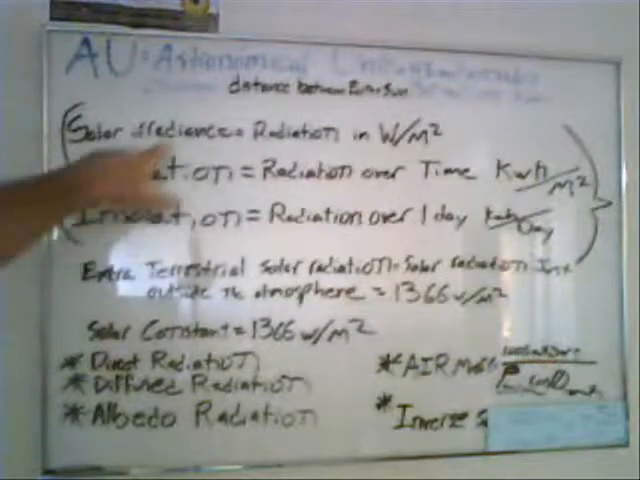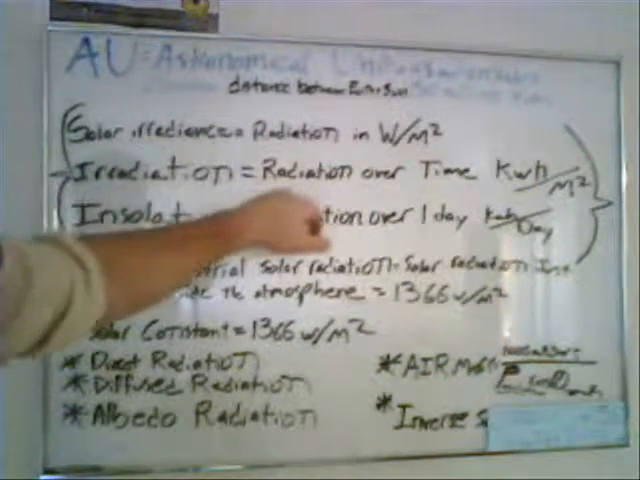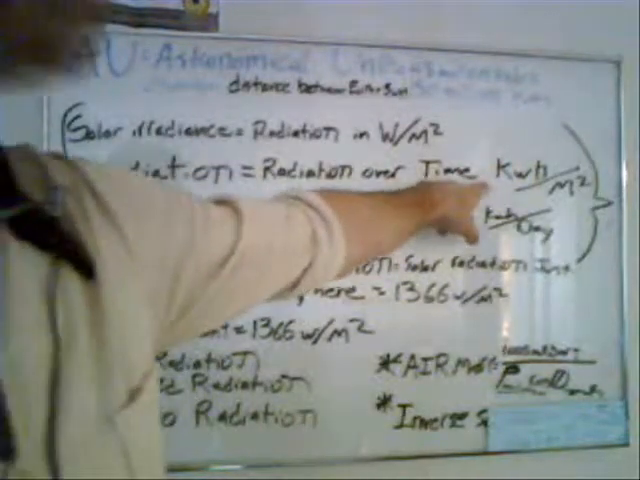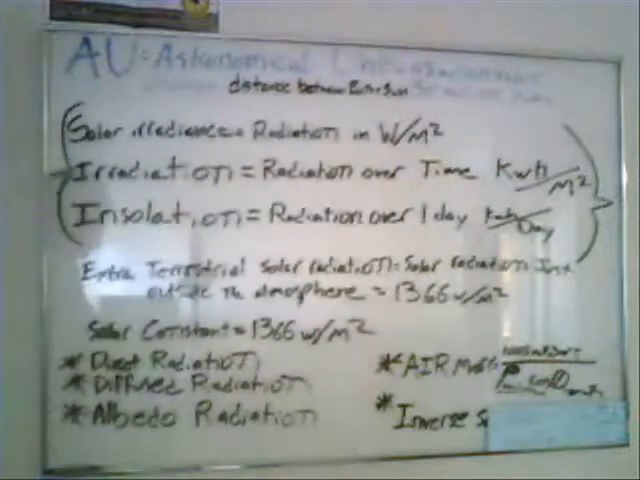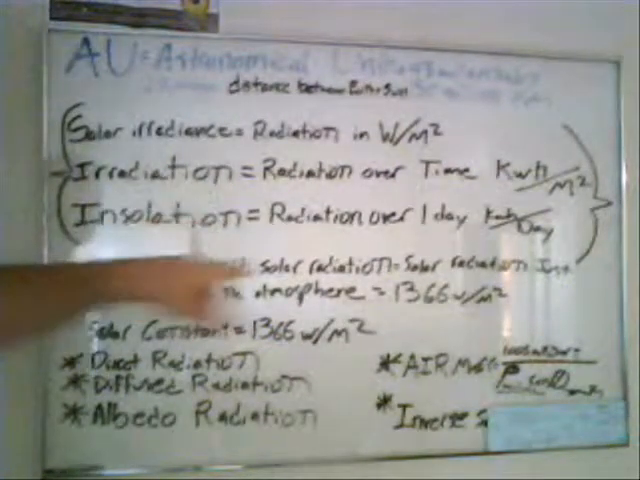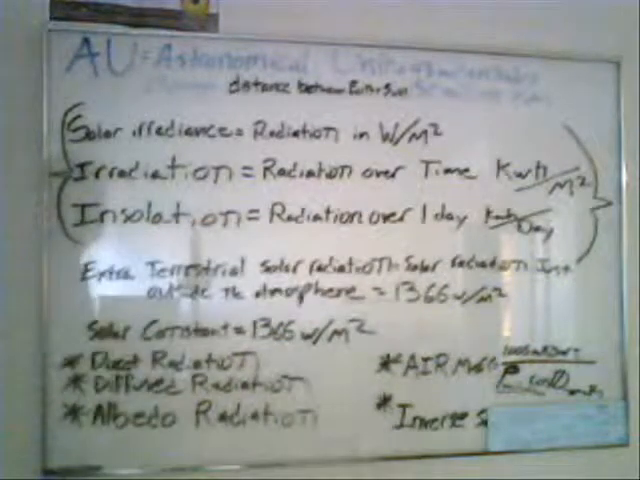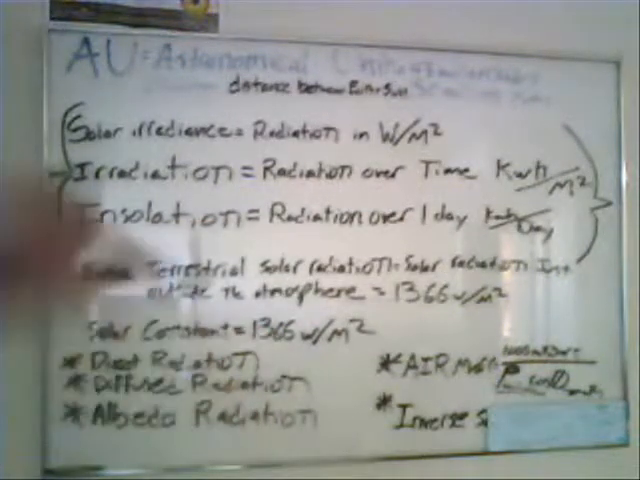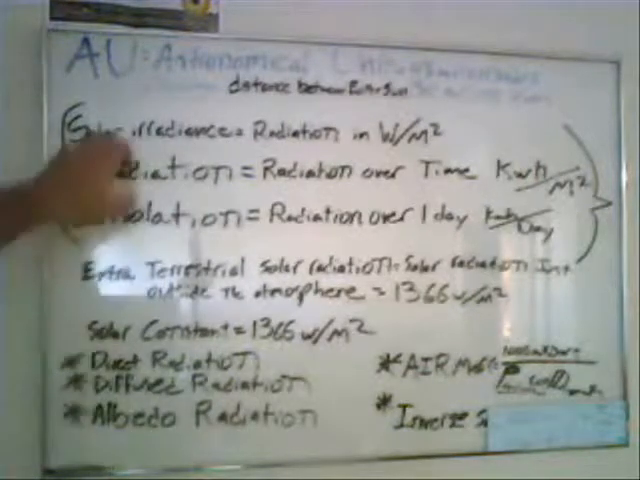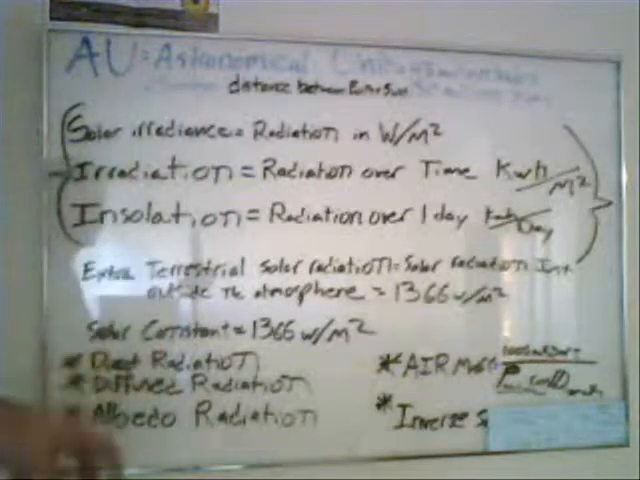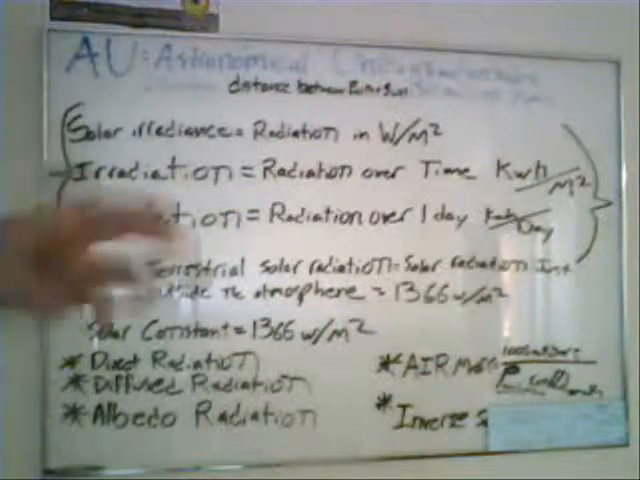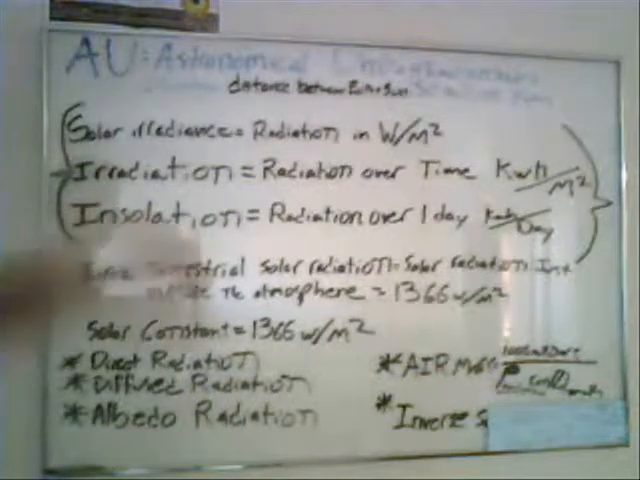Irradiation, different from irradiance. Irradiation is the radiation over time, or the irradiance over time, usually measured in kilowatt hours per meter squared. Insolation is an irradiation that's measured over exactly 1 day. Insolation is kilowatt hours per day. Just a quick recap. Irradiance is watts per meter squared, an instantaneous measurement. Irradiation is the irradiance over time, and insolation is the irradiance over 1 day.